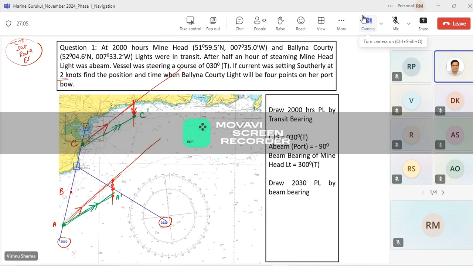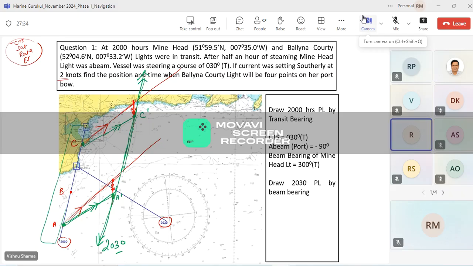Now you'll put your parallel ruler on this first PL and slide it. Those who have taken A will pass it through A. Those who have taken C will pass it through C dash. And you'll find the line will be the same. The point doesn't matter. And this will be the transferred PL for 2030. So whether you take A or you take C, the transferred PL will be the same.